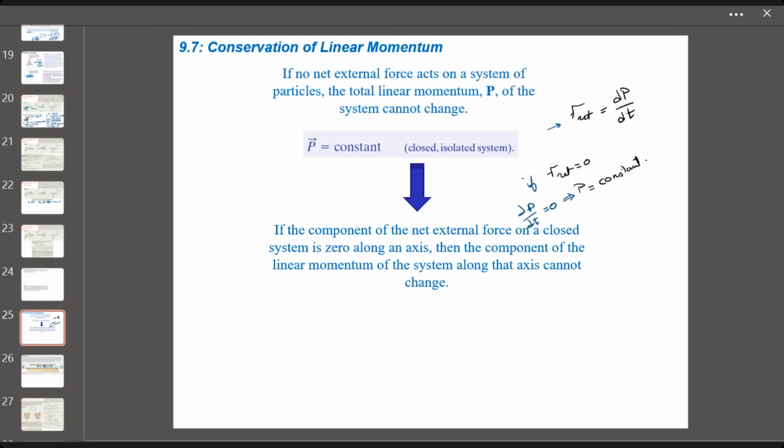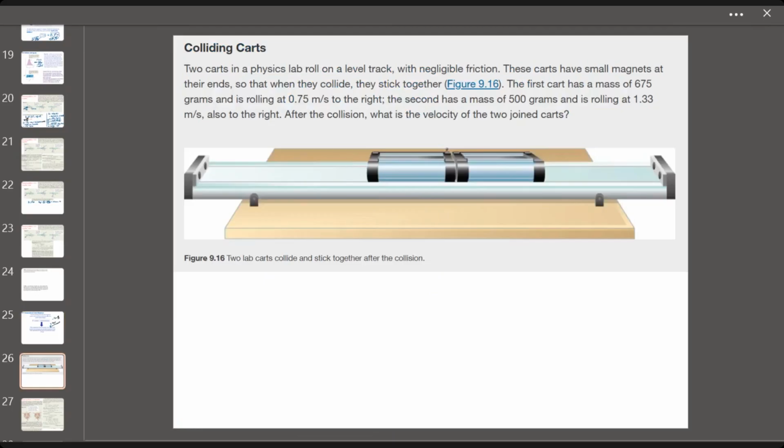So this conservation law is going to be at the heart of solving any problem on collisions. You can see here I have an example where I'm going to be solving essentially a collision problem without even discussing types of collisions yet. And we are going to see how we can make use of the conservation of linear momentum to solve this question. So what do we have here? Two carts in a physics lab, they roll on a level track with negligible friction. These carts have small magnets at their ends so that when they collide, they stick together. The first cart has a mass of 675 grams. It's rolling at 0.75 meters per second to the right.